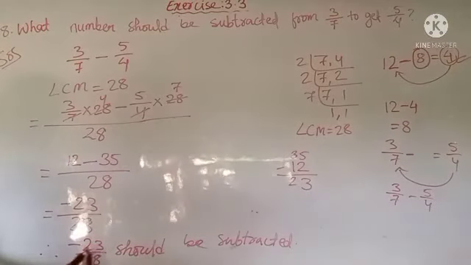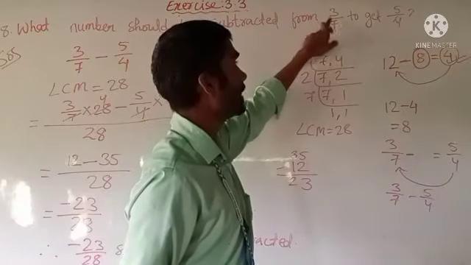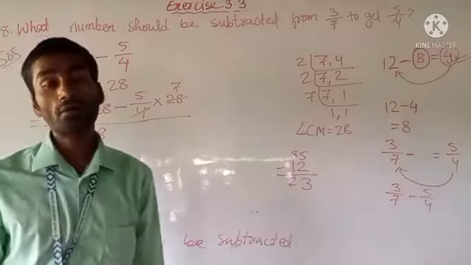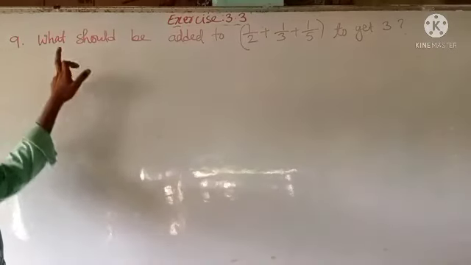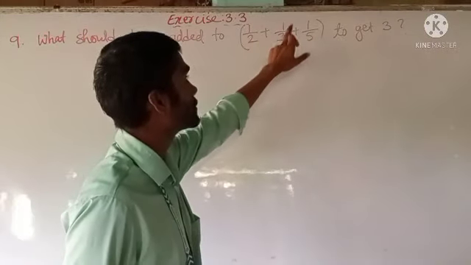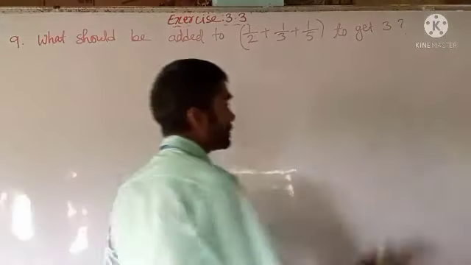So minus 23 by 28 should be subtracted from this 3 by 7 in order to get our answer, that is 5 by 4. Now let me show you question number 9. Here question number 9: what should be added to 1 by 2 plus 1 by 3 plus 1 by 5 to get 3? So let us try to make it a little bit simple.